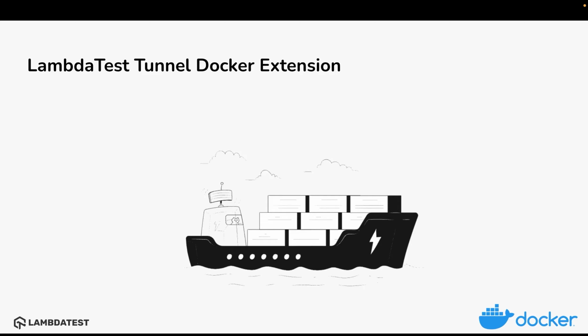You need to download Docker application on your system. If you haven't done that yet, you can go visit Docker website and download Docker Desktop according to your system configurations. The second step is to create a LambdaTest account if you don't have one already. Visit LambdaTest website and create your free account today. On to the next steps for running LambdaTest tunnel with Docker extension.